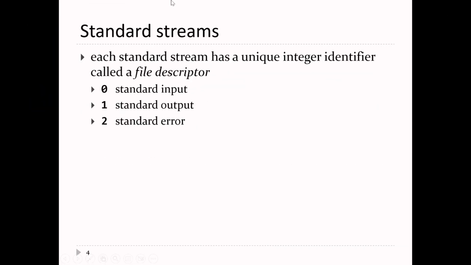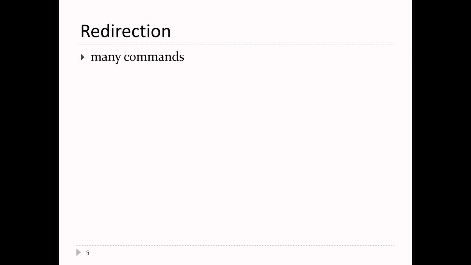Okay, so each stream has a number. Standard input is 0, standard output is 1, standard error is 2. And you can use these numbers, which are called file descriptors, for certain purposes.